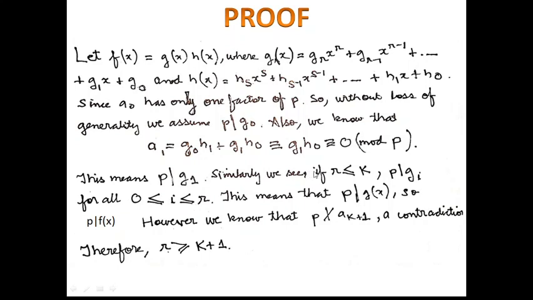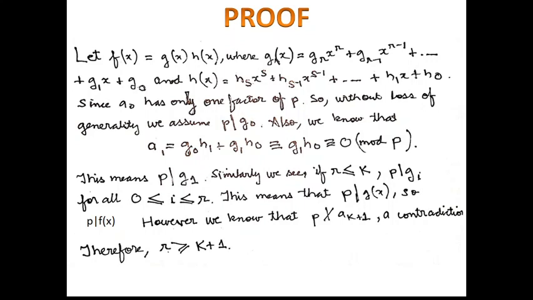We know that p does not divide ak plus 1, which is the given condition, so we take here r less than or equal to k. So p divides gi for all these values, where i varies from 0 to r.